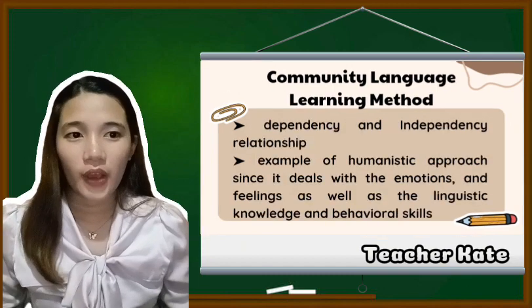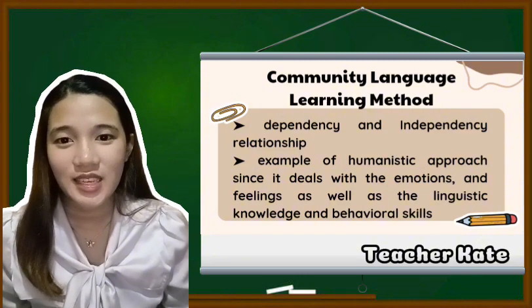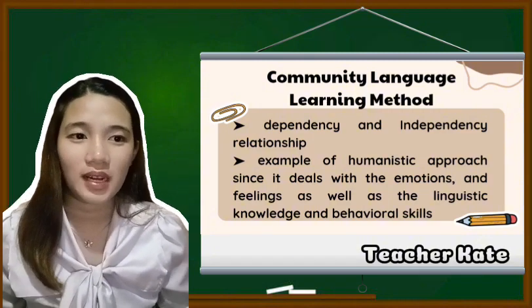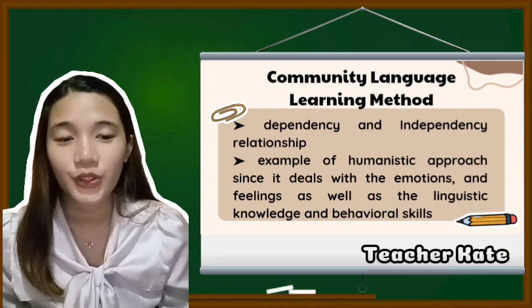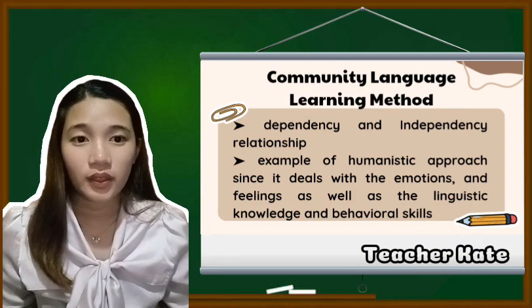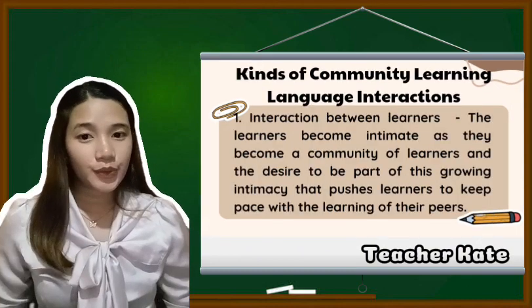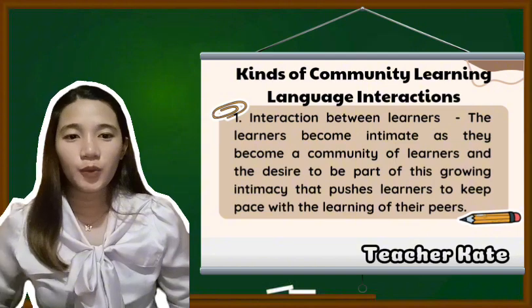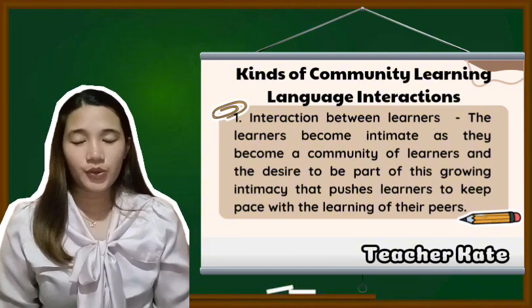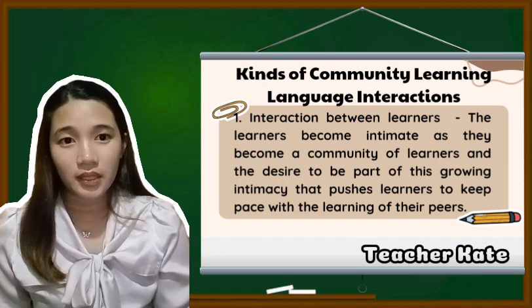It is also a humanistic approach to teaching and learning that stresses the role of human values and knowledge of the learner's sentiments and emotions. It is also a dependency and independency relationship. There are two kinds of community language learning interaction. First is interaction between the learners.